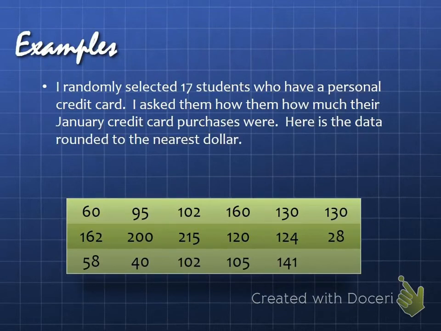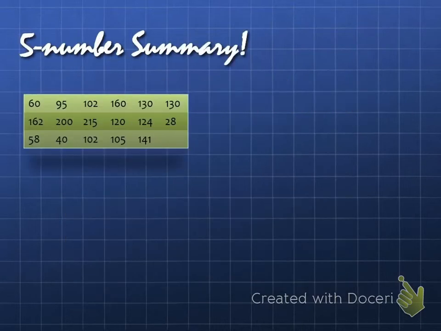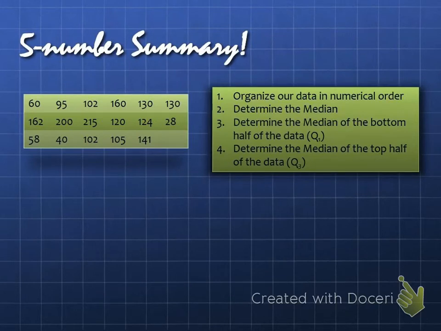So anyway, that's kind of what we're going to do with our data. So here, I randomly selected 17 students who have a personal credit card. I asked them how much their January credit card purchases were. And here's the data rounded to the nearest dollar, right? So with this data set, we want to come up with what's called our 5-number summary, right? Our 5-number summary is our minimum. It's our Q1. It's our median, sometimes called Q2, Q3, and our max, right? Why is it called a 5-number summary? Because there's 1, 2, 3, 4, 5 numbers here, right?